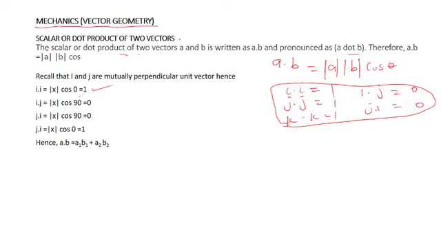So we have 1. If it is I and J, then it is 0. If it is J and I, it is 0. And J and J is equal to 1. Hence, A dot B gives you A1 B1 plus A2 B2. That is to say, when you have two vectors, you only multiply the terms that are in the same coordinate with each other, then you get the sum, the total value.